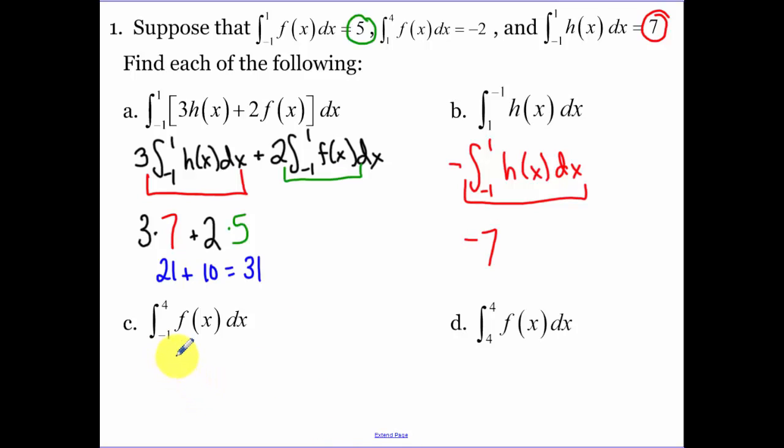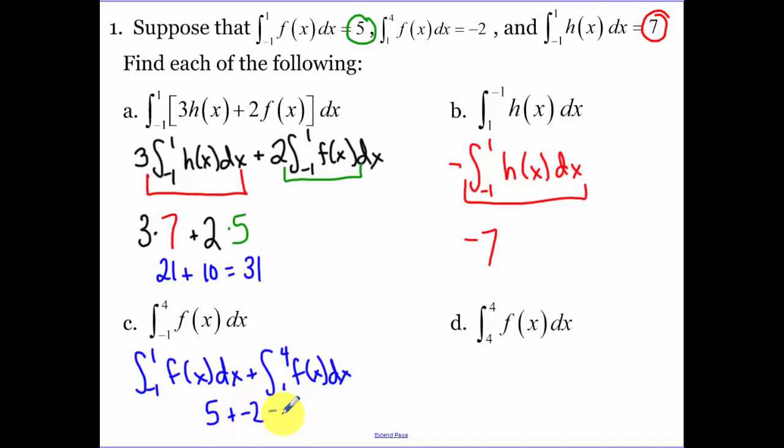Our next one, from -1 to 4. Well, we know the area from -1 to 1 of f of x dx, and I can add to that the area from 1 to 4 of f of x dx. So we have 5 plus a -2, and that gets me 3.